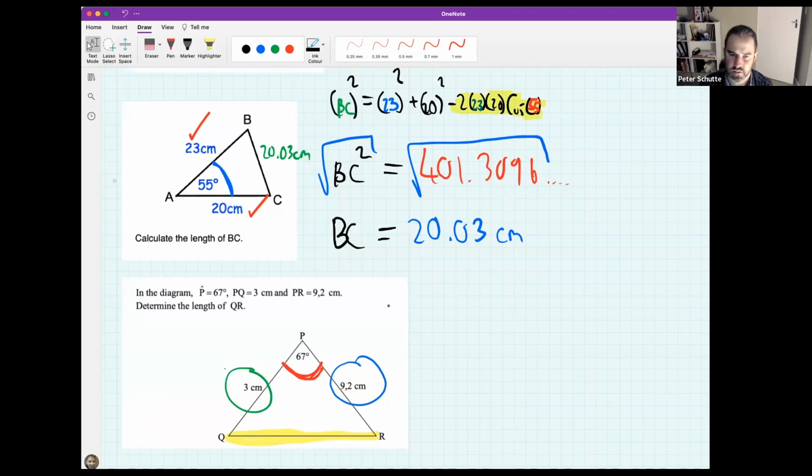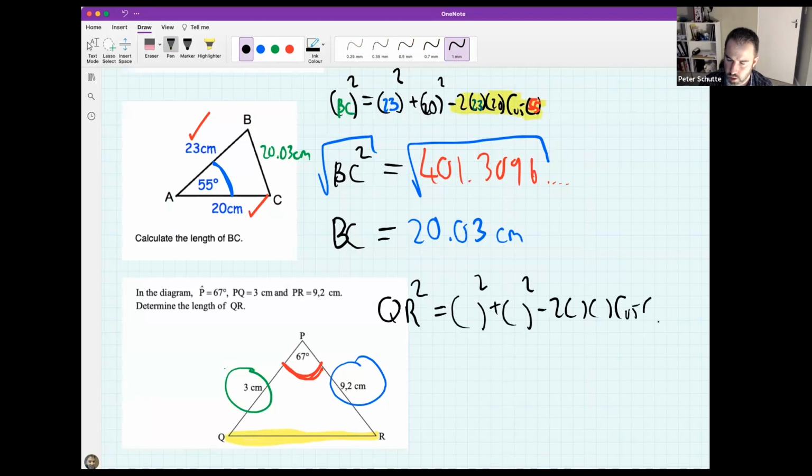Okay, for Zama, let's see if I agree with you. I haven't worked this out yet, but I'm going to start with learning the general structure of how to use the cos rule. What is QR going to be equal to? I'm going to use my calculator to help a little bit.